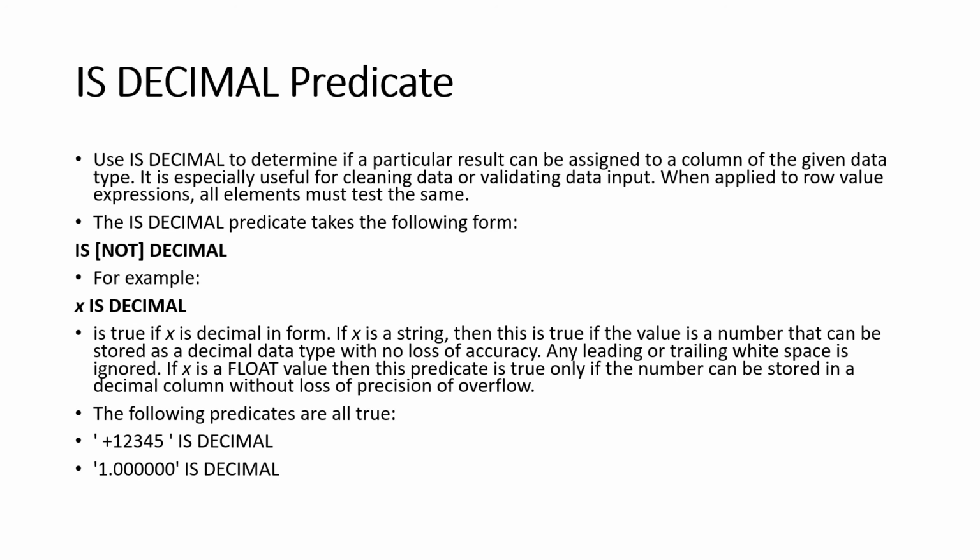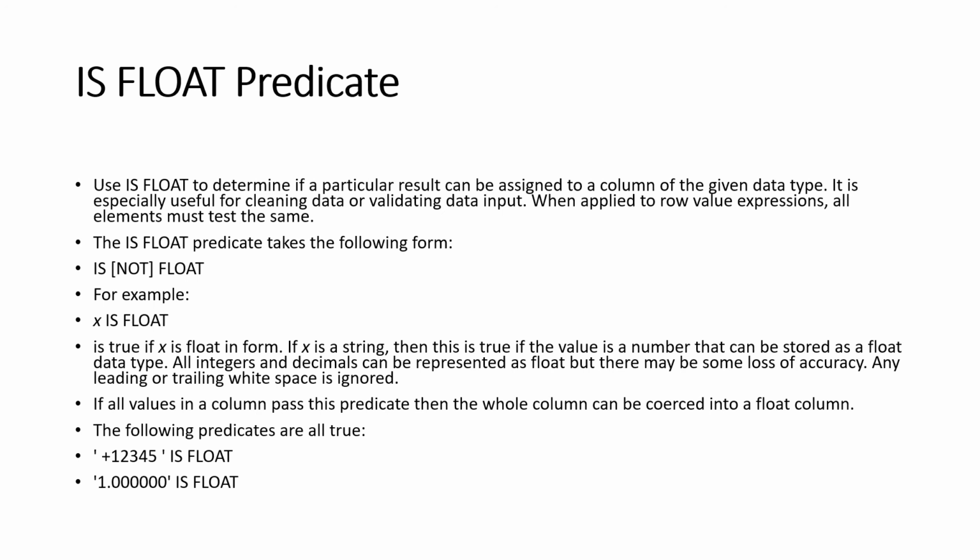Next is the decimal predicate. In this we check whether a certain value is decimal or is not decimal. If it is decimal, the query result will be true, or if not, then the result will be false. Is float is the same case. If this is a float number, suppose we are taking this example, this will give true, or if this is not a float number, then it will give a false result.